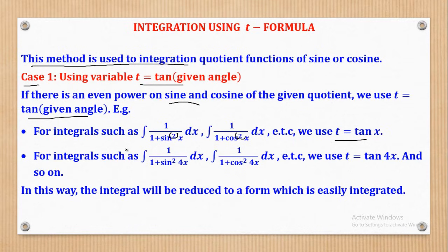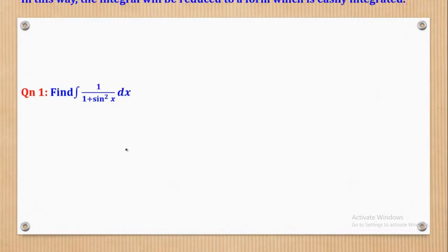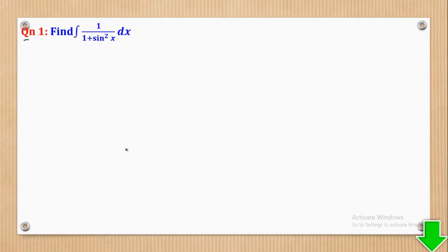In this case the angle is x, that is why here it is also tan x. Even here there is power here, so it was 4x, even here the angle will be 4x, and so on. In this way the integral will be reduced to a form which is easily integrated. So you'll go through some questions. Question 1 says find this integral.